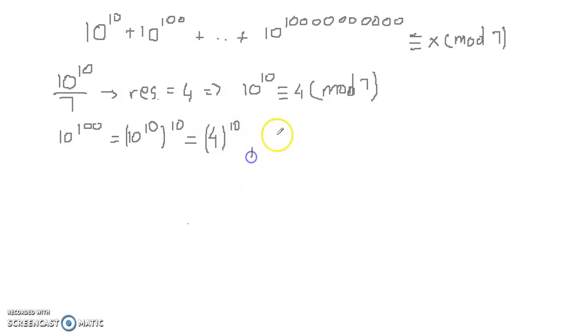If we now divide 4 to the power 10 by 7, we will get that the residuum is 4 in this case as well. You can check that using your calculator. This tells us that 10 to the power 100 is also congruent to 4 modulo 7.